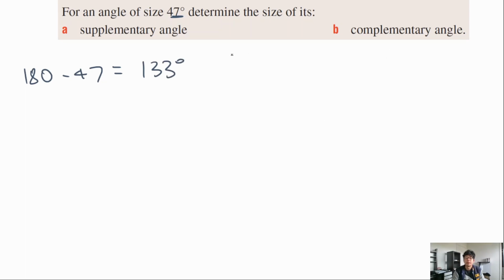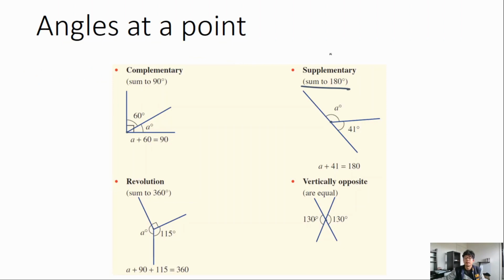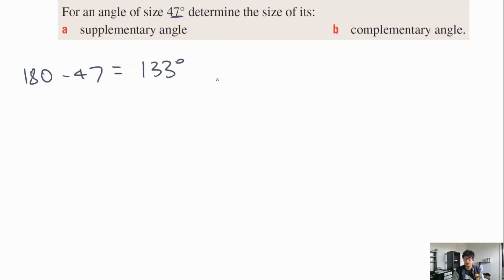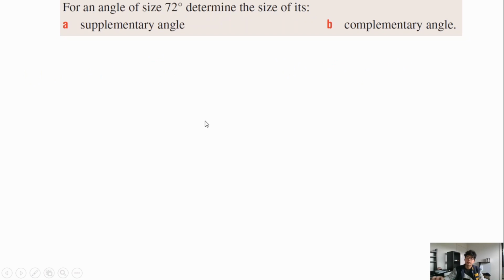For its complementary angle, the total is 90 degrees. Just looking at the slide before again, it sums to 90 degrees there. So let's have a go at that one. 90 minus 47. If you work that out, that will give you 43 degrees. Alright, now it's your turn. Exactly the same deal here. For an angle of 72 degrees, determine the size of its supplementary angle and complementary angle. Let's just pause the video here and take a couple of minutes to work these out by yourself.